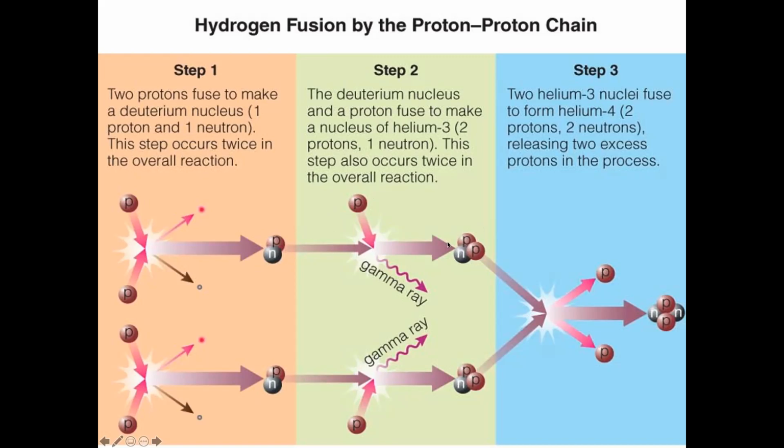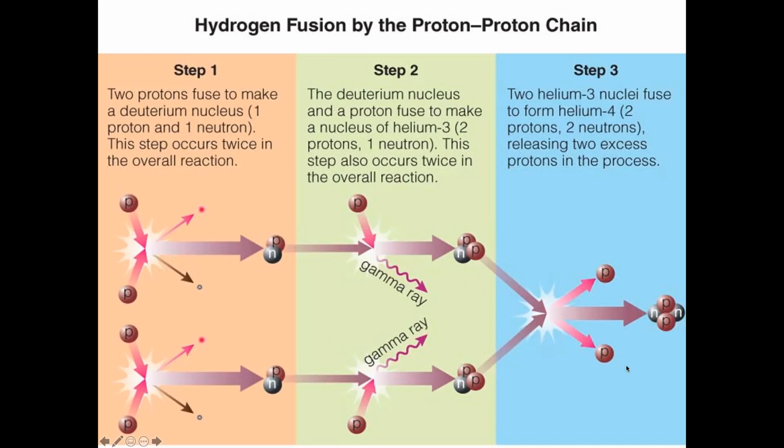This is no longer hydrogen, right? Because it has 2 protons in the nucleus. Hydrogen only has 1 proton in the nucleus. So that makes this helium. This is helium-3 because there are 3 particles. Right? And this step happens twice. Then the 2 helium-3 nuclei fuse together.